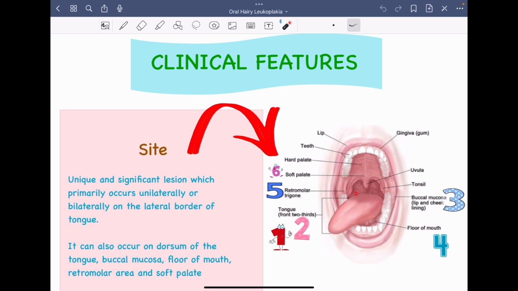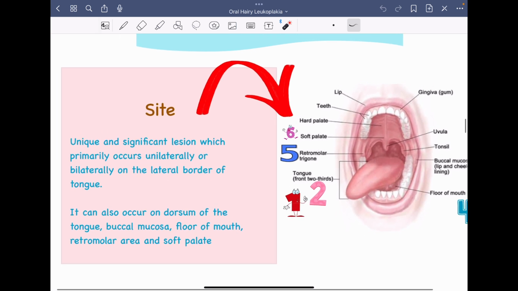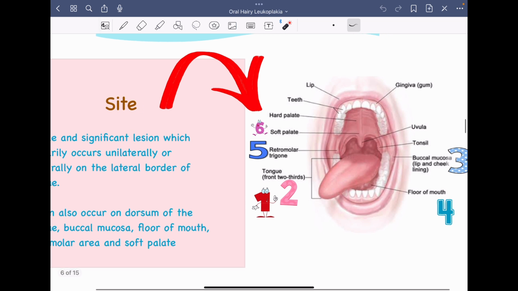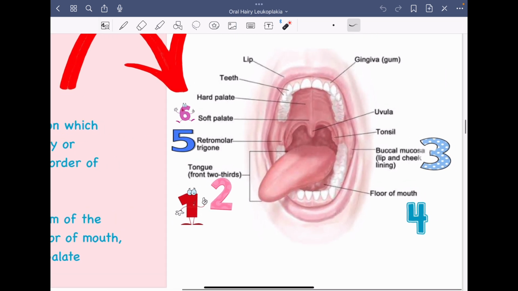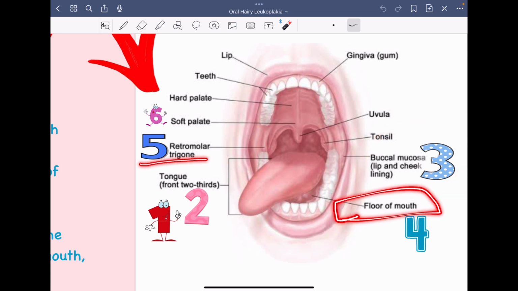Apart from the lateral borders of the tongue, which is our primary site, it can also occur anywhere over the dorsum of the tongue, in the anterior 2/3 or posterior 1/3. The second most common site is the dorsum, the third most common site would be the buccal mucosa. The fourth most common site, floor of the mouth. Then we have the retromolar area, followed by the soft palate.